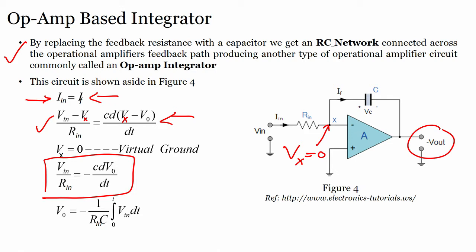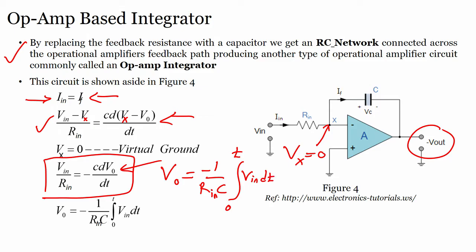So, from here, if I want to find VO, VO is nothing but the integration of V in dt, with minus 1 upon RC, and the time is from 0 to t. Very simple, right. So, VO is minus 1 by R in C times the integral from 0 to time t of V in into dt, all right.